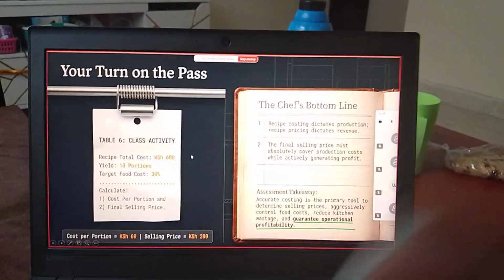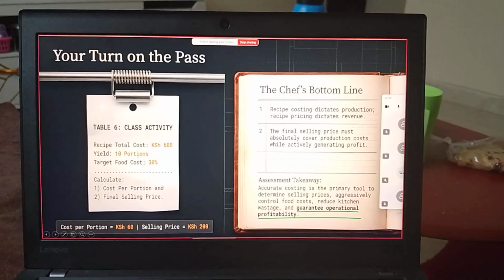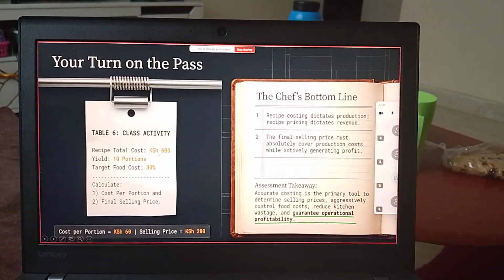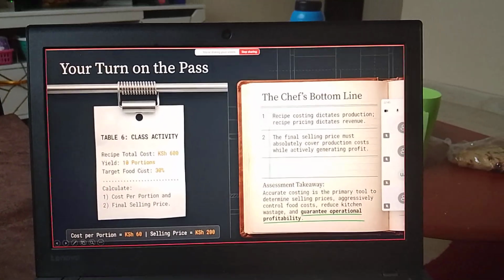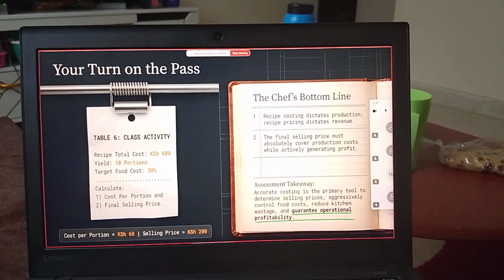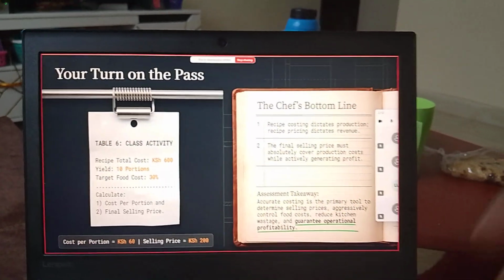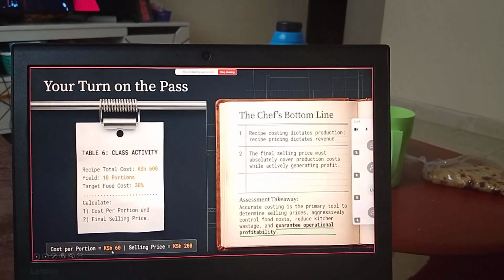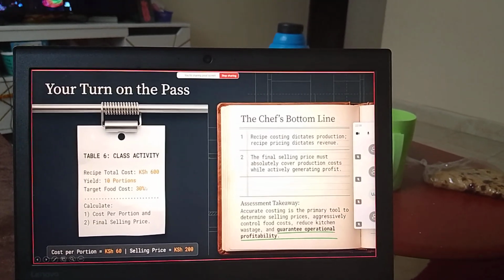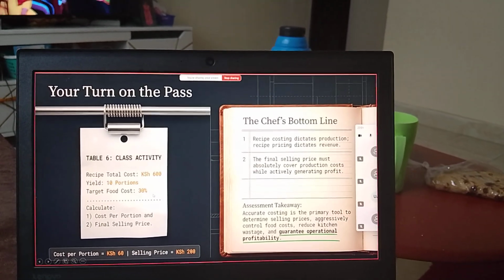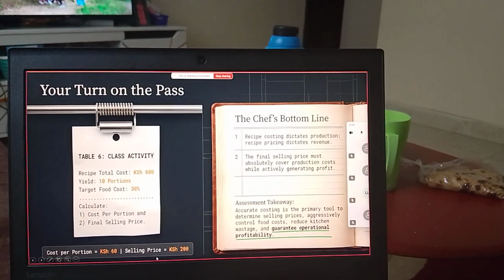Having that knowledge, you can have an activity: the total recipe cost is 600 shillings, it gives you 10 portions, and the desired food cost is 30%. How much will it be per portion? You take 600 divided by 10, which gives you 60 shillings per portion. Then for the selling price, it will be 60 shillings divided by 0.3, whereby you get a selling price of 200 shillings.